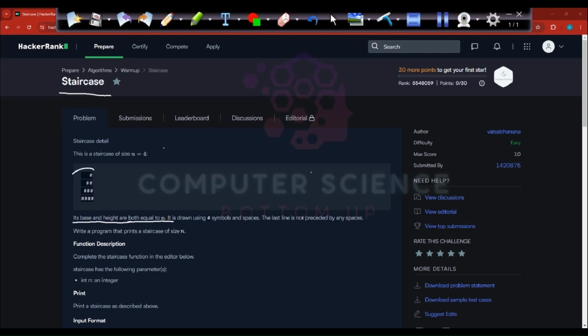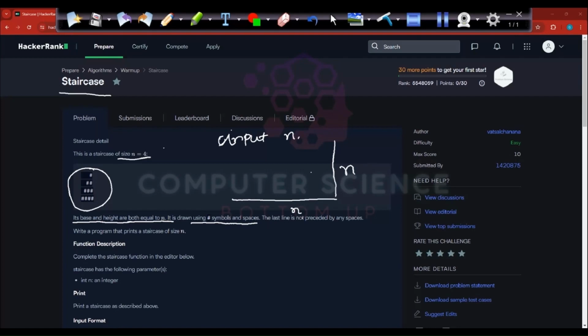So this is a staircase of size n equal to 4, and in any pattern, for any input n, the base of the staircase is n, and the height is also n. Base is also n and height is also n. And we are drawing this pattern using hash symbols and spaces.